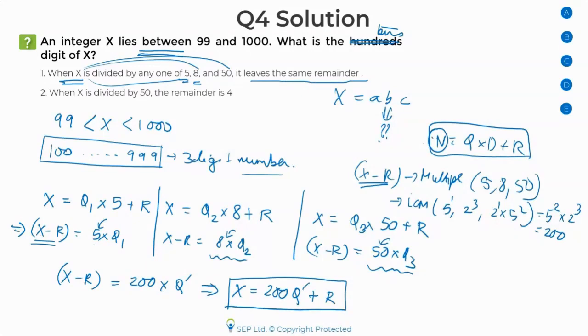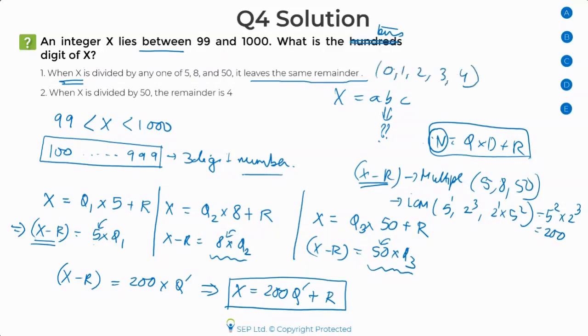Very good. That's very good, guys. Remainder smaller than all the numbers. Always keep this in mind. The remainder is always less than the divisor. So if I have 5, 8, and 50, and I'm getting the same remainder in all cases, the remainder has to be a single digit number, and less than 5.